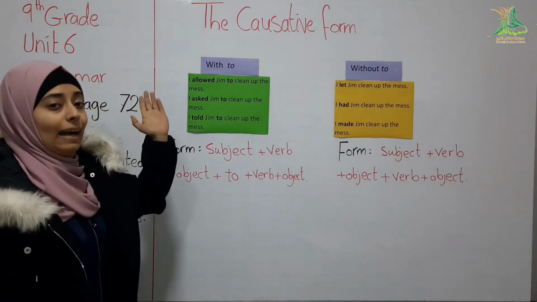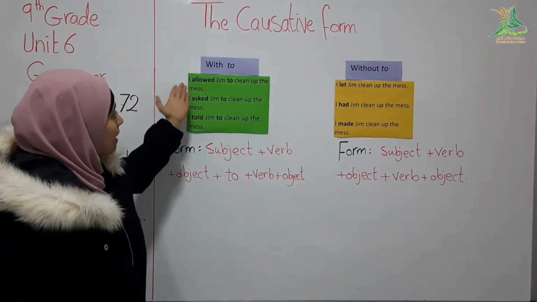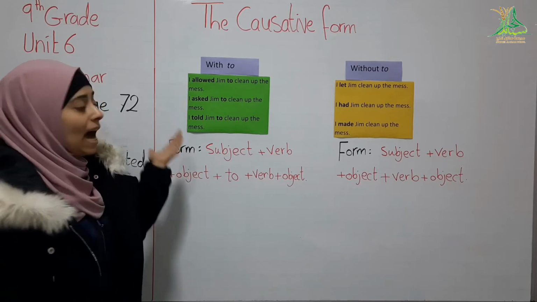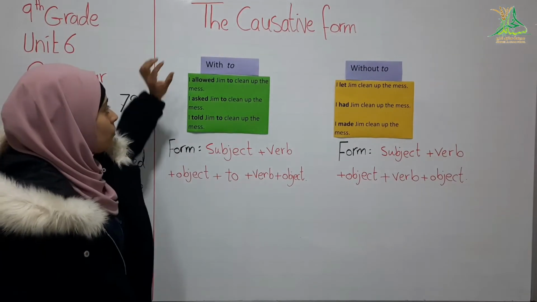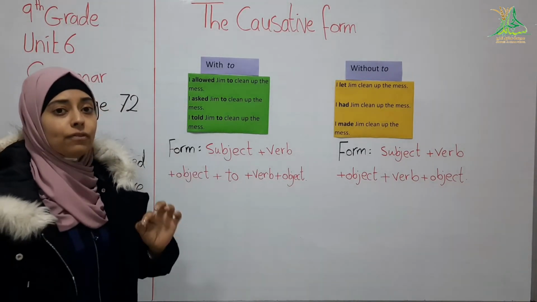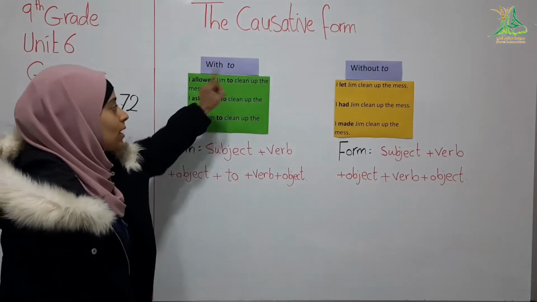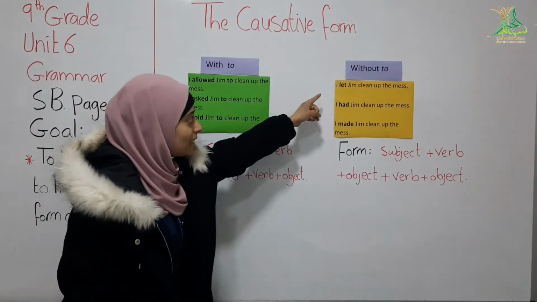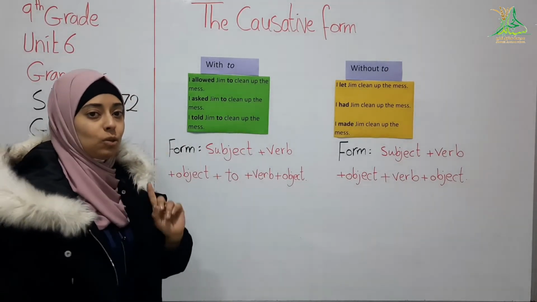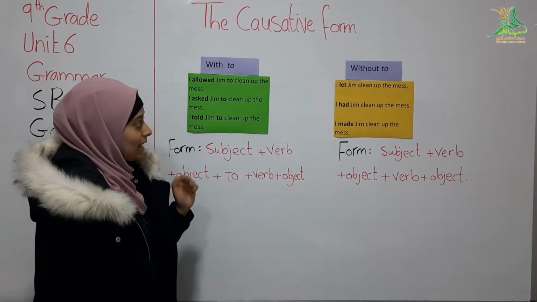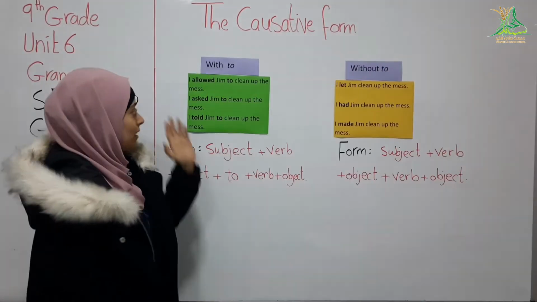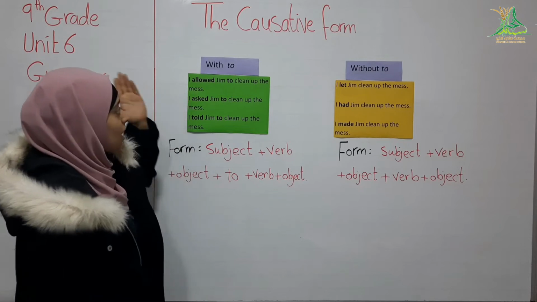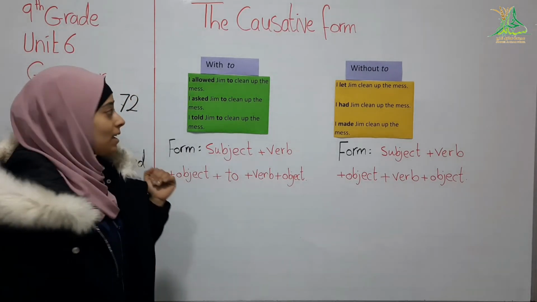For example, I can say, I allowed Jem to clean up the mess. Okay? With allowed, I have to use to. But with let, I don't have to use to. So I can say, I let Jem clean up the mess. And I allowed Jem to clean up the mess.